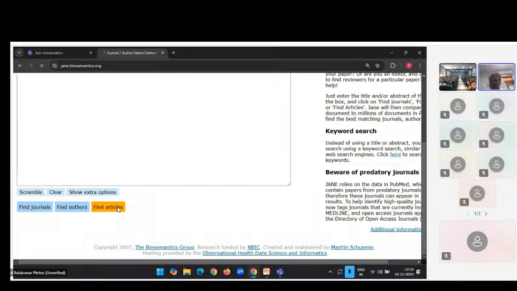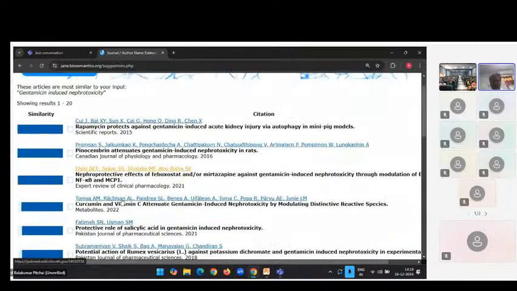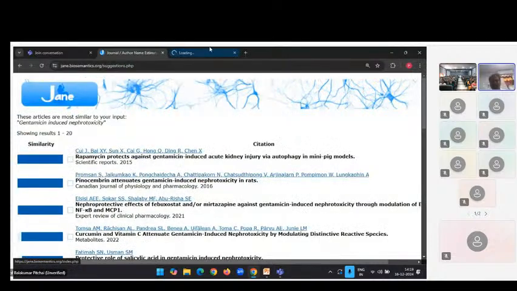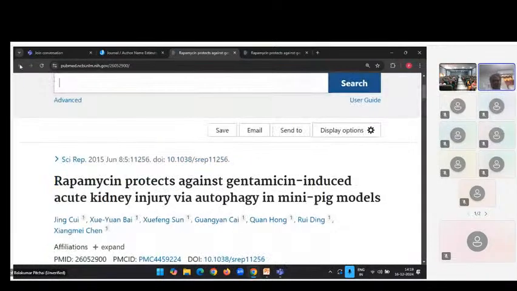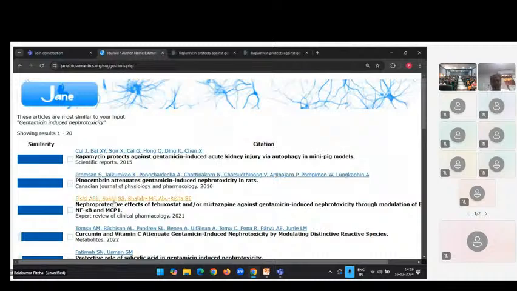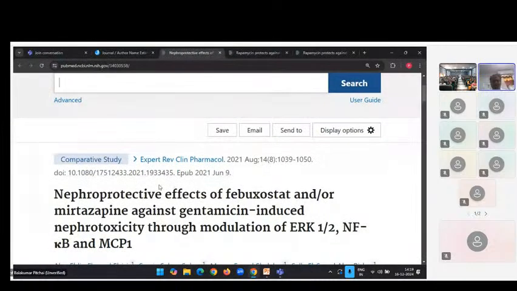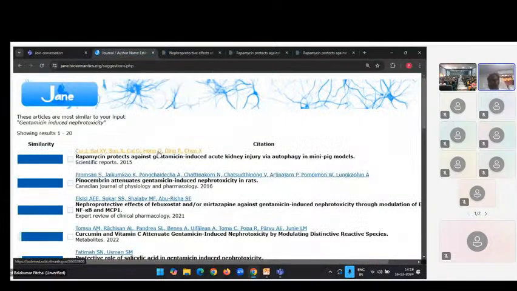And the difference between PubMed and JANE: see here, all these articles are there. So what is the difference? Suppose I'm right clicking and opening an article, it will open with PubMed. Now this article I'm clicking, it will open with PubMed. Expert Review Clinical Pharmacology 2021. So then what is the difference between PubMed and JANE?